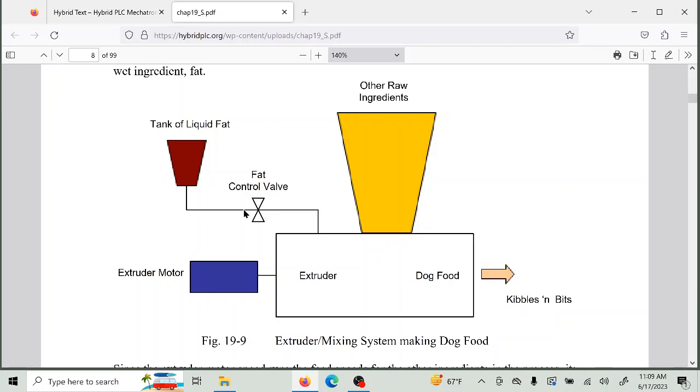Now, missing from this picture is the flow transmitter right in front of this valve.